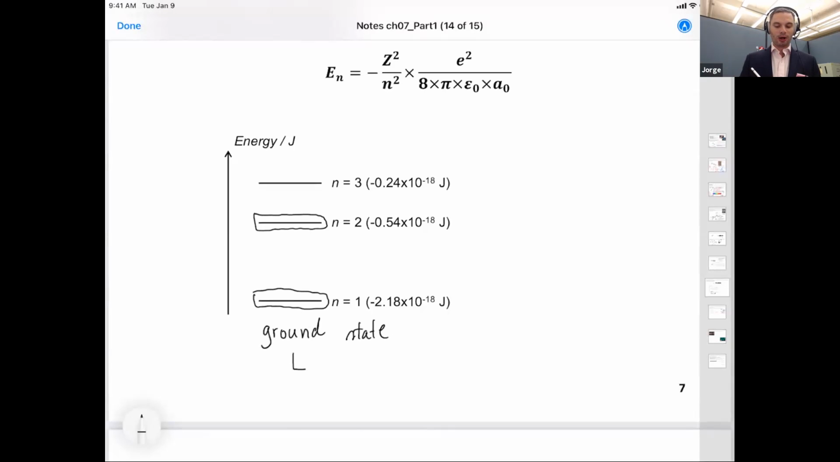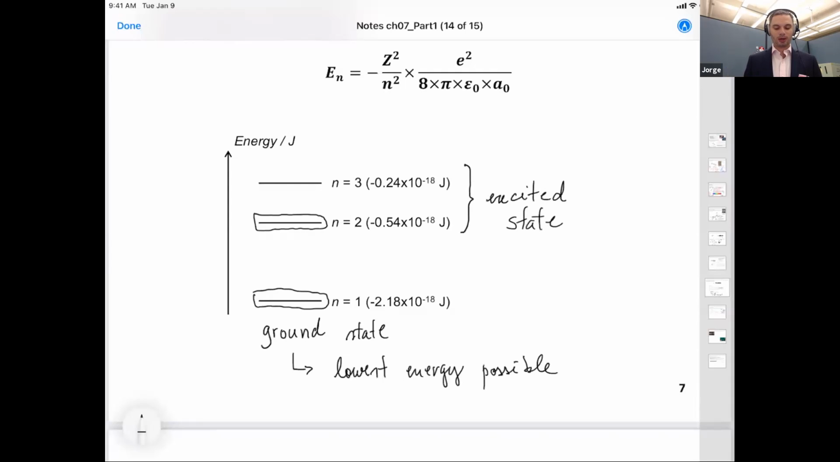Ground state is the lowest energy possible, the most stable place, and everything above that is called excited state.